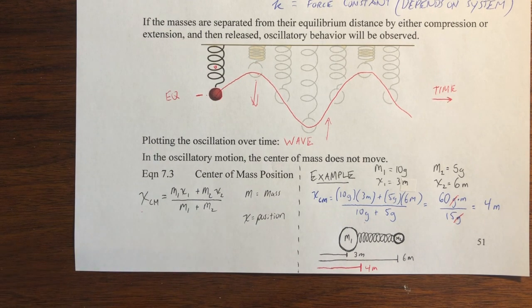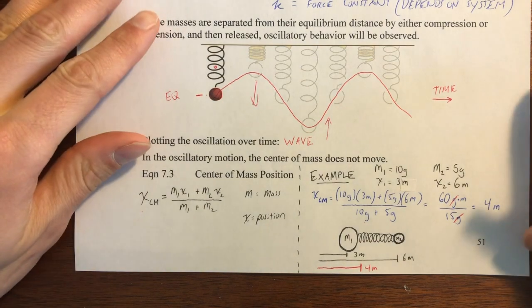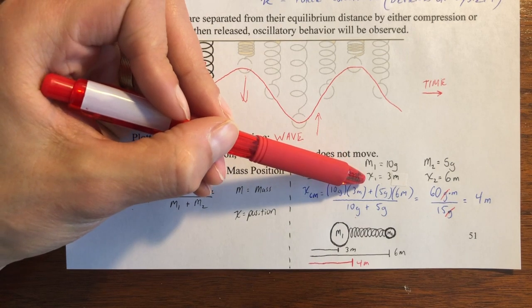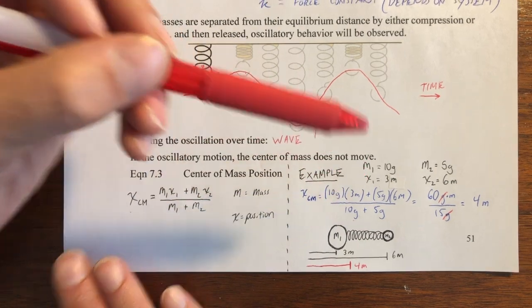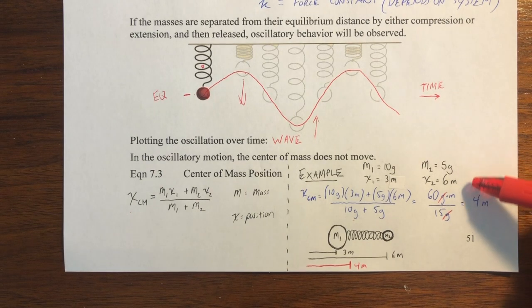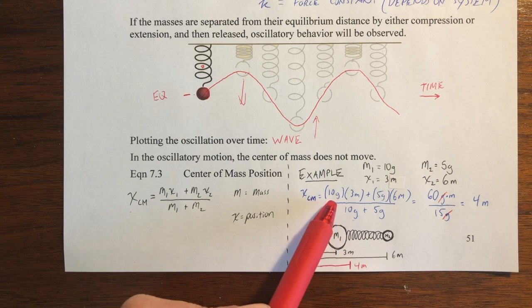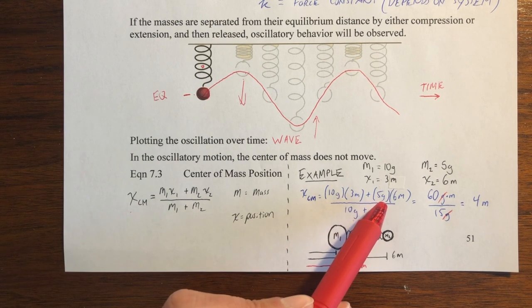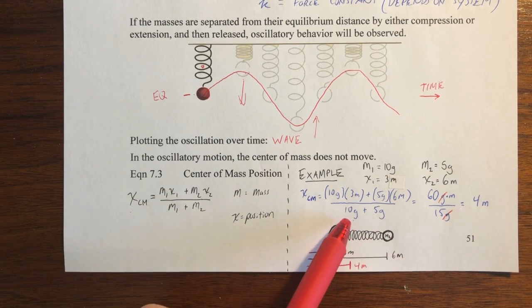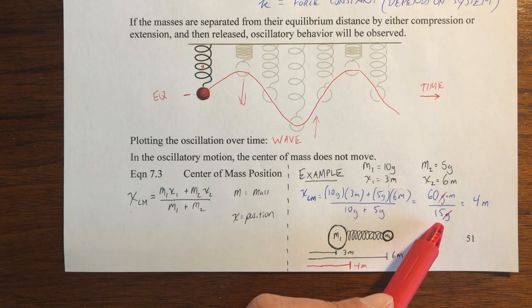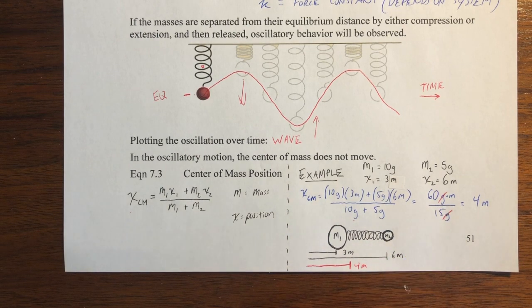So let's take a quick look at an example, where our first mass is 10 grams and its position is at 3 meters, and our second mass is 5 grams and its position is 6 meters. So if we use our equation, in the numerator we have 10 times 3 plus 5 grams times 6 meters, divided by 10 grams plus 5 grams. We end up with, in the numerator, 60 gram meters divided by 15 grams. The grams cancel, and we're left with a position of 4 meters.